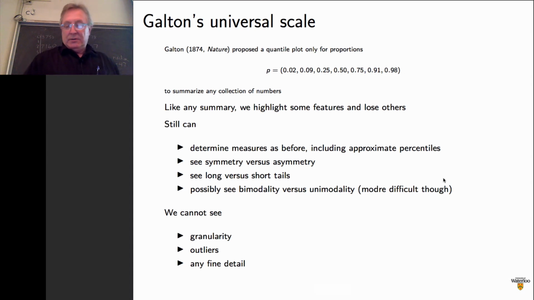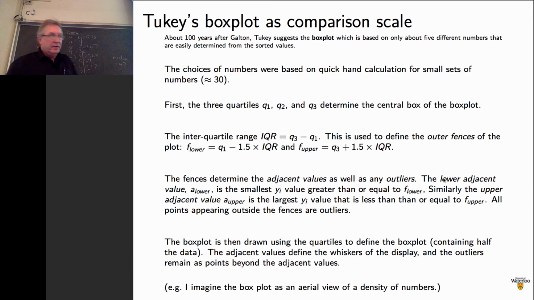So I think I've talked about all of that. The other thing that you've seen is Tukey's box plot. And Tukey says instead of those 7 numbers, I want to summarize it by about 5 other numbers and draw a picture that corresponds to it. How many people have seen box plots? Anyone not seen a box plot? Excellent. Everybody's seen the box plot.